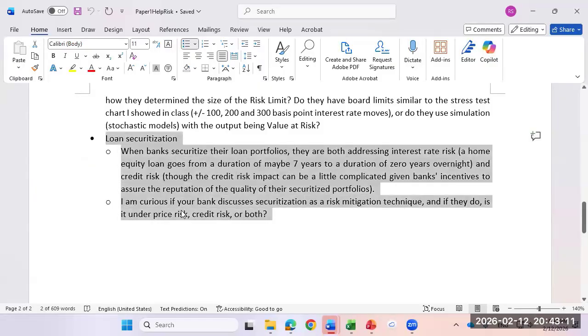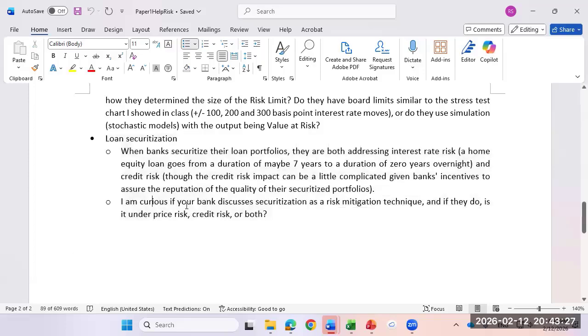And then a lot of banks do loan securitization. Loan securitization is an interest rate risk mitigation where you're taking these auto loans and mortgages and selling them out into the market so you don't have all that interest rate risk. So almost all of your banks, if not all, are doing that. But what I'm curious about is if they list securitization as a risk mitigation technique under your market risk. So you might look up the term securitization and see where it is in that annual report, see if it's actually considered part of the risk management.